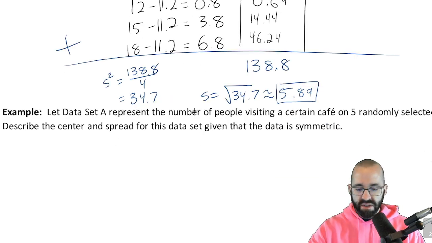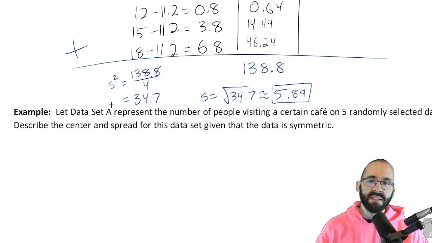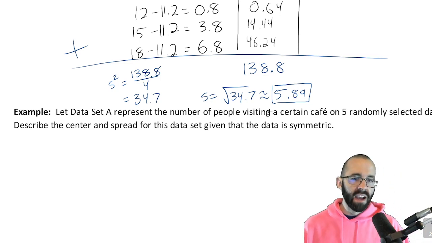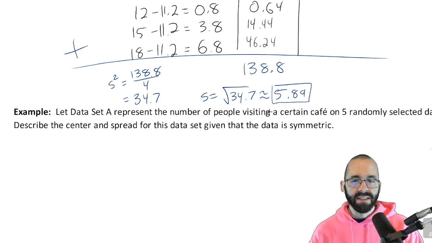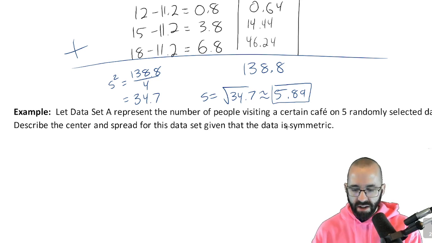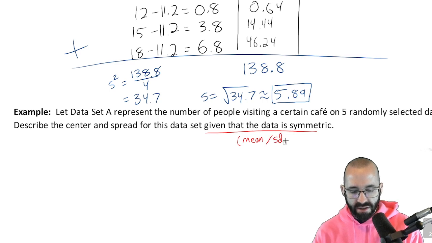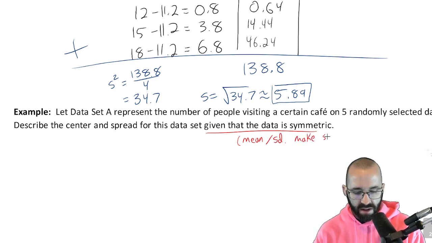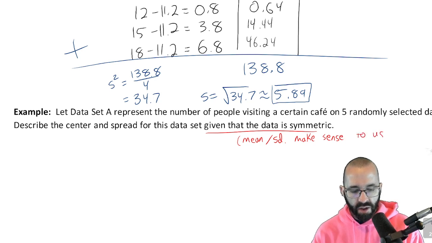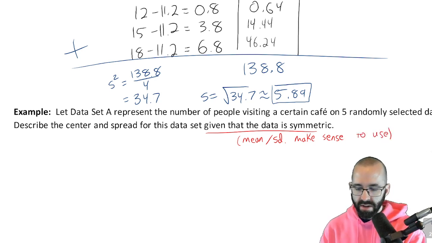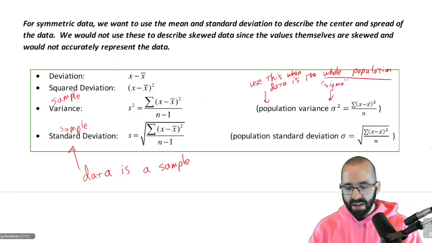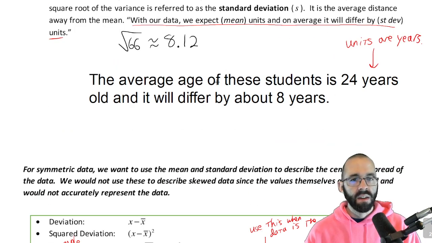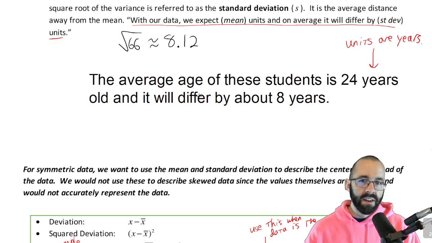So let's now focus on interpreting that. Let's assume that this data set represents a number of people who visit a cafe on 5 randomly selected days. Describe the center and spread if the data is symmetric. Remember, the data being symmetric means that mean and standard deviation makes sense to use. Otherwise, we'd want to use median and IQR. So we're just going to do basically what we did over here. The average will be the mean, and it'll differ by about the standard deviation.